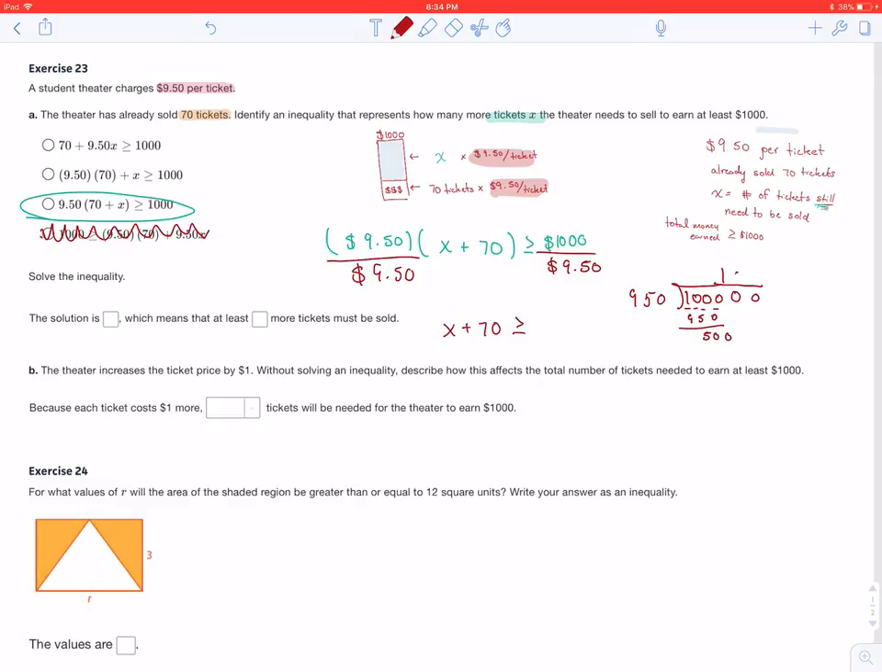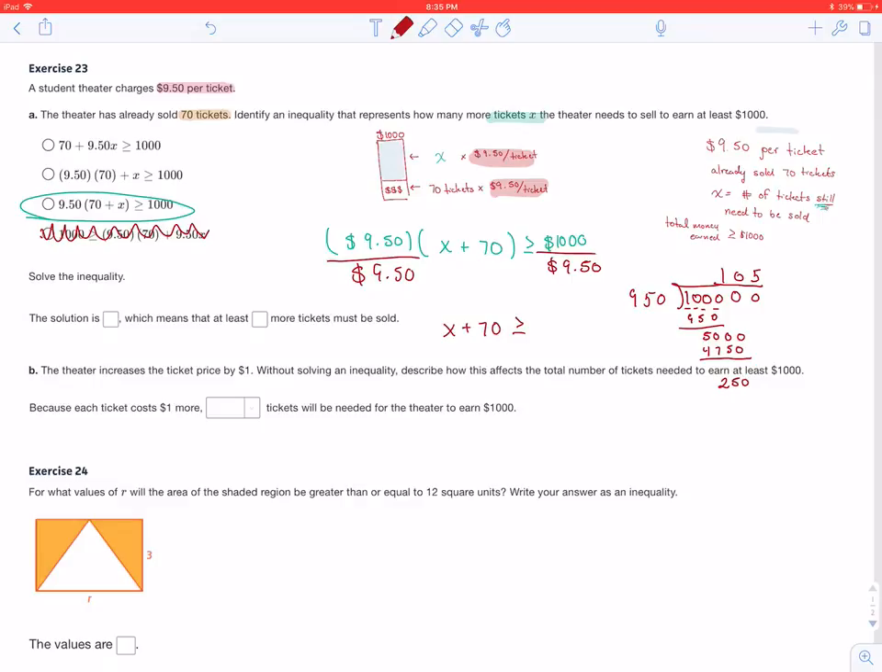I'm going to drop down this 0, and it's not going to go into 500, so I'm just going to bring that 0 up here, drop down the next 0. It will go into 5,000 about 5 times. And I know this because 950 is almost 1,000. It's just 50 away from being 1,000, and 1,000 times 5 is 5,000. So it's probably somewhere around 5. 950 times 5 is 4,750. Remainder of 250.